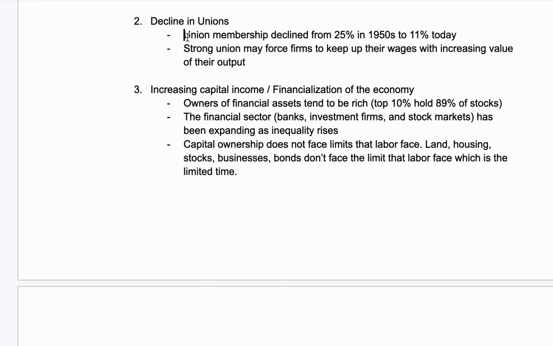Union membership declined from 25% in the 1950s to 11% today in the US. A strong union may force firms to keep up their wages with the increasing value of their output. We all know that laborers are becoming more productive. A lot of data suggests that labor productivity, which can often be calculated with the formula total output, which is GDP in the economy, divided by total hours worked, is rising. Each hour, labor is producing more goods and services in the economy. Therefore, it would be fair that their income rise along with it.